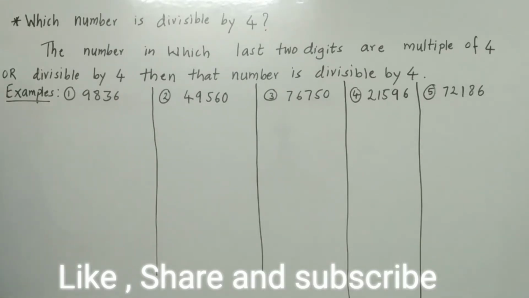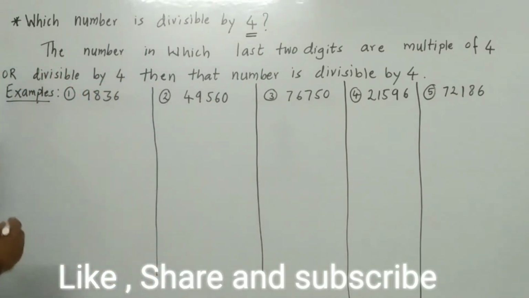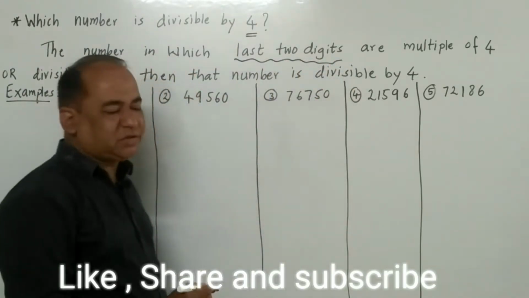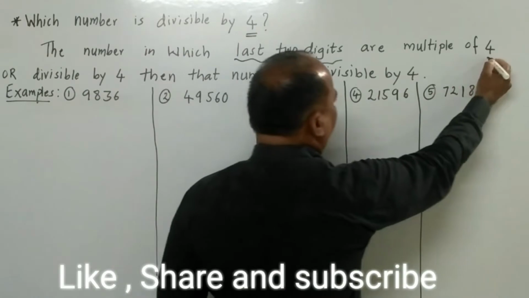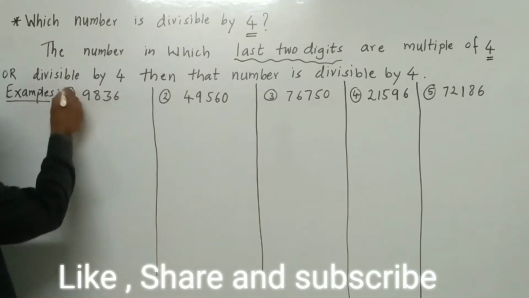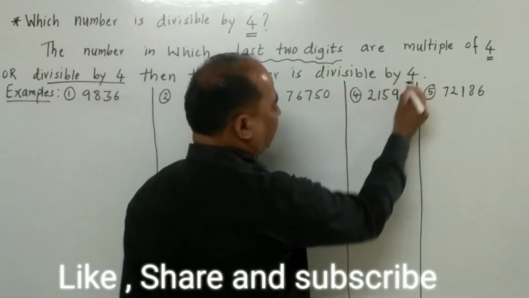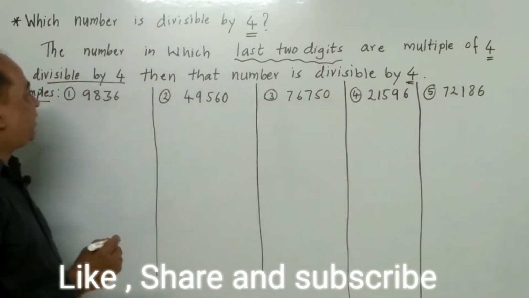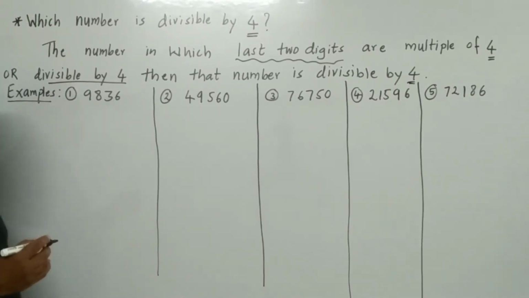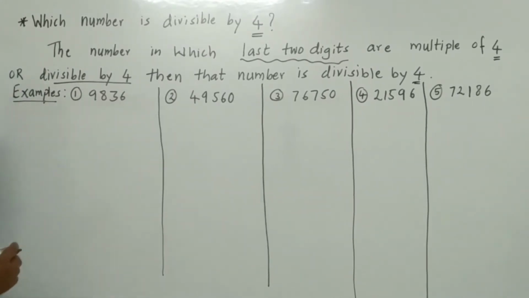Now, which numbers are divisible by 4? The number in which the last two digits are a multiple of 4 or divisible by 4, then that number is divisible by 4. So for test of divisibility of 4, if the last two digits are a multiple of 4 or divisible by 4, then that number is divisible by 4. So let us see the examples here.